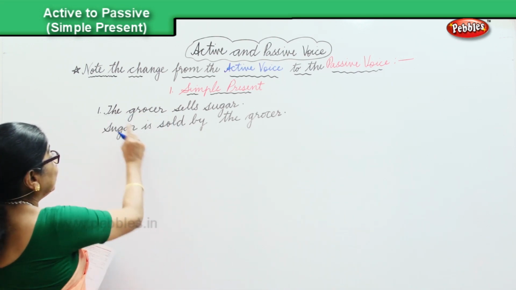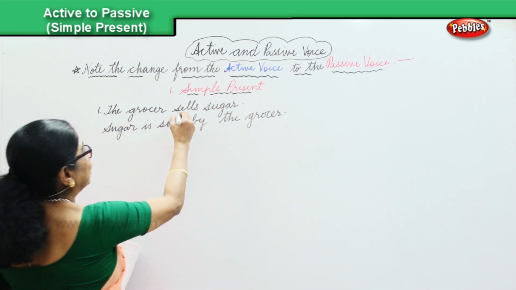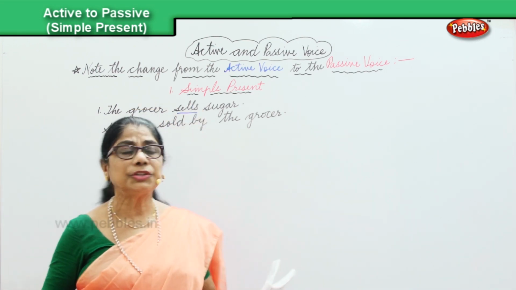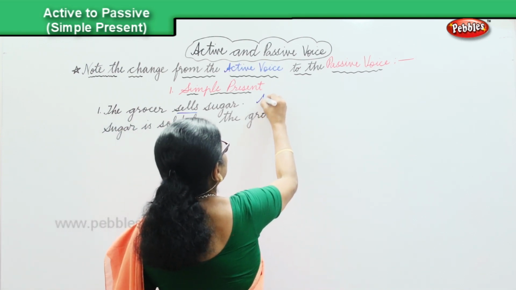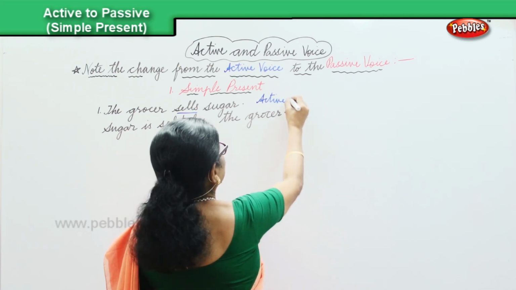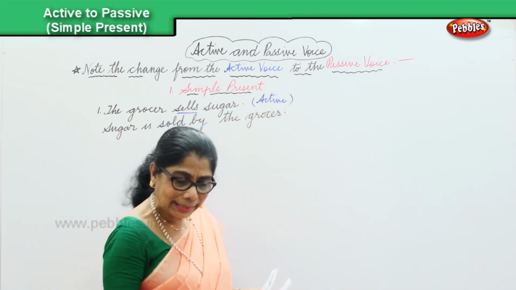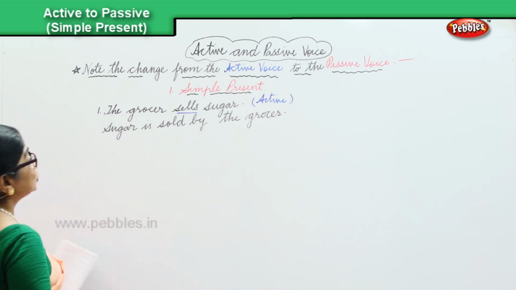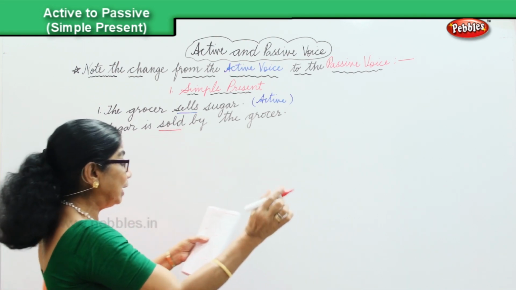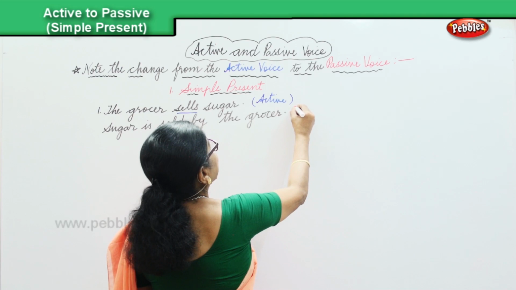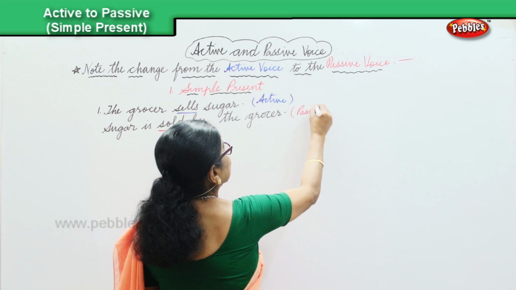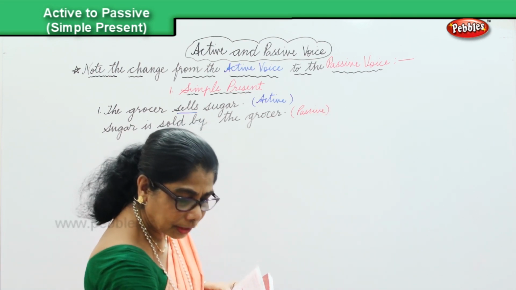Now, the grocer sells sugar. The verb very clearly is sells, so this is the active voice. Now, look at the second sentence. Sugar is sold by the grocer. Sold by the grocer. It's passive. Now we'll do other sentences for us to look at. Next.